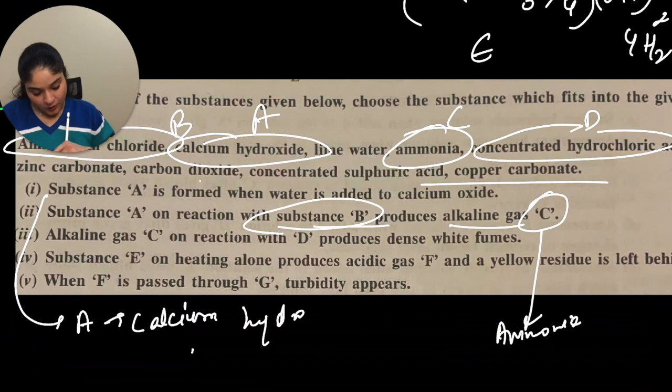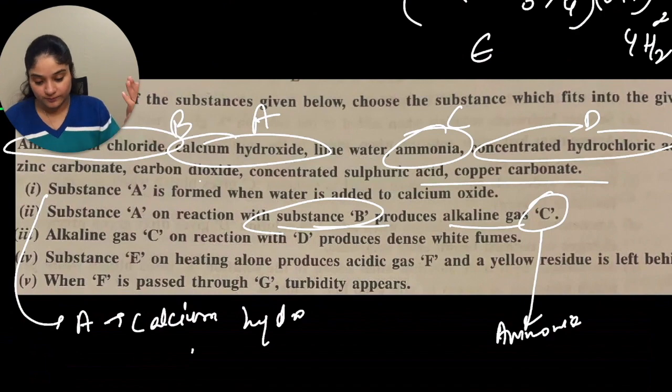Substance E on heating alone produces acidic gas F, and a yellow residue is left behind. So yellow residue left behind can be sulfur.